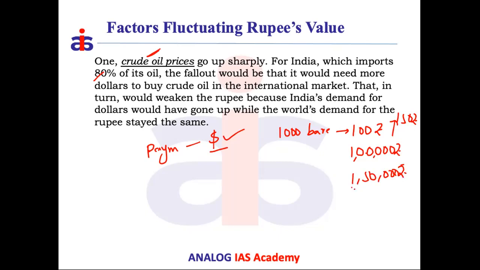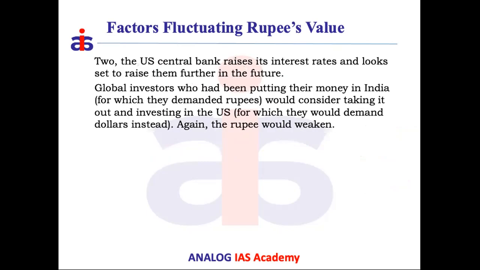So here the import bill has increased. With this increase in import bill, are we importing more barrels of oil? No, we are importing the same barrels of oil, but the only thing is the per barrel cost has increased. So our expenditure on the given imports has increased. When expenditure increases, we need to make the payments in dollars. That means in the Indian forex market, the demand for dollars increases compared to rupees. And because of this increase in demand, you can see that there is a fall in the rupee. This is one factor. Okay.